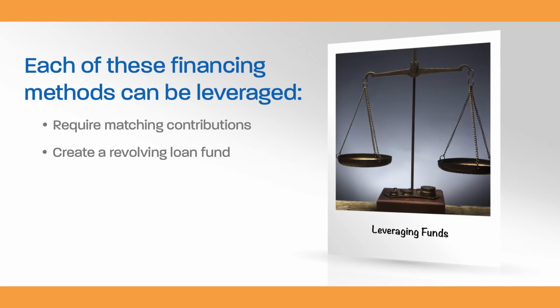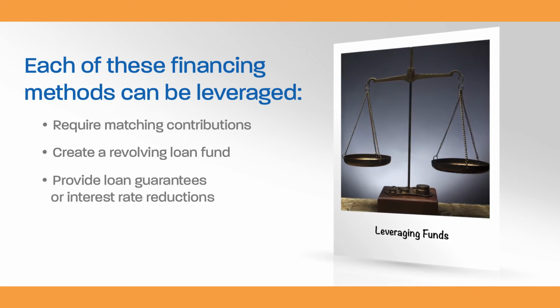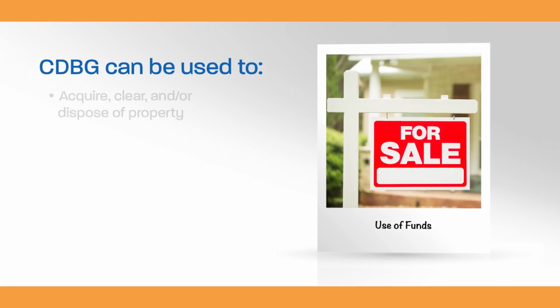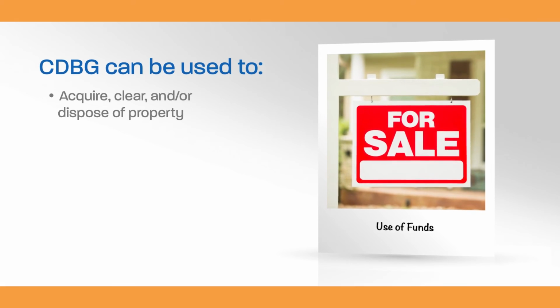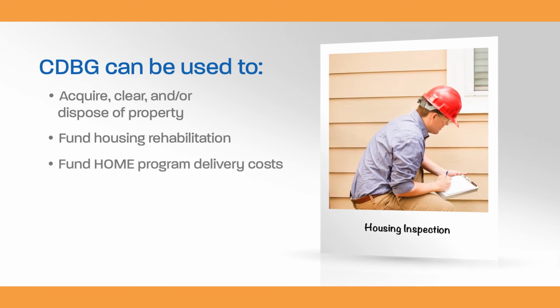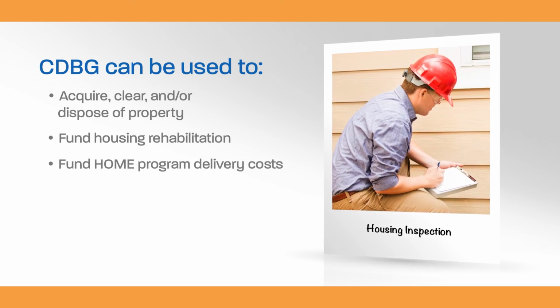Use CDBG funds to provide loan guarantees or interest rate reductions to make private or other public sector loans more affordable. By combining HOME and CDBG funds, you can stretch your resources further. HOME participating jurisdictions fund the production and rehabilitation of housing for sale or rent to lower income households. CDBG funds can be used to acquire, clear, and/or dispose of property that will be built or rehabilitated with HOME assistance. Fund rehabilitation also supported by the HOME program. Fund HOME program delivery costs, including inspections, loan processing, and management of tenant-based rental assistance programs.